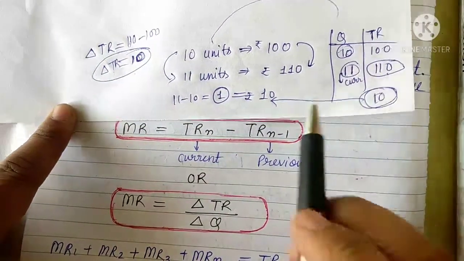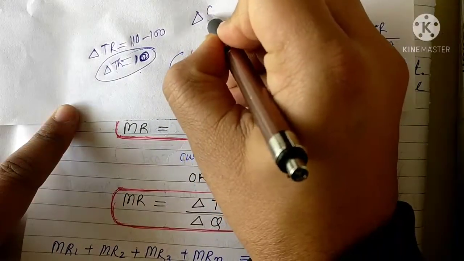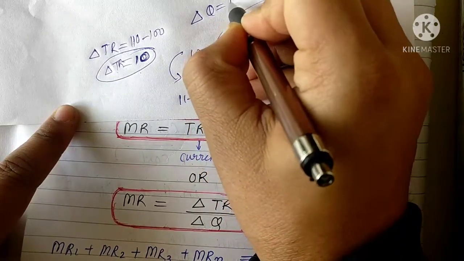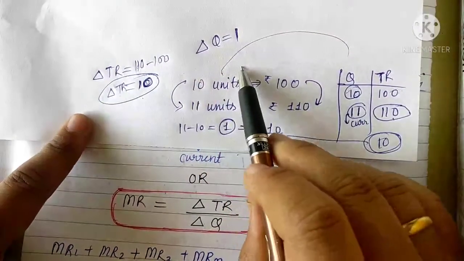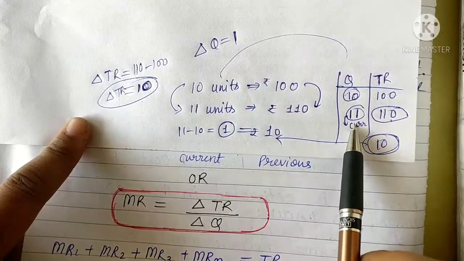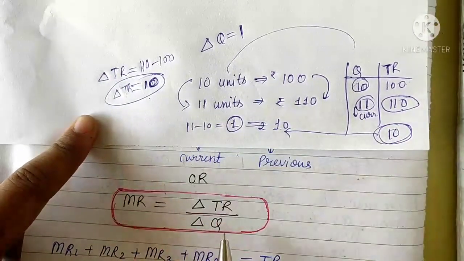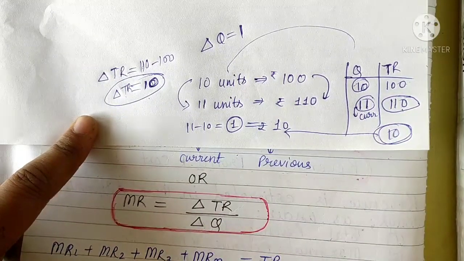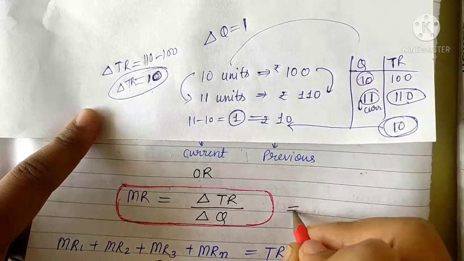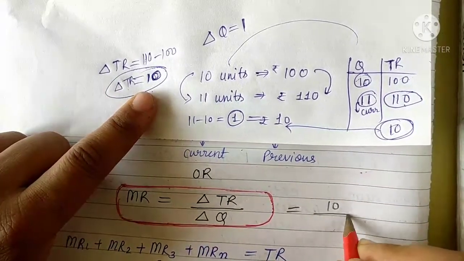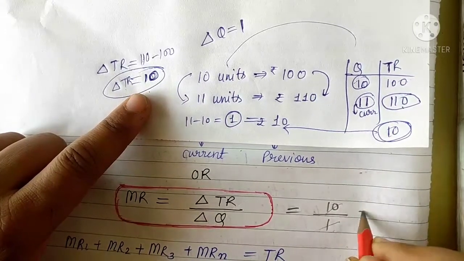From 10 it becomes 11. So change in Q comes how much? 1. From 10 it becomes 11, so 11 minus 10, 1. So the formula says change in TR upon change in Q. How much change came in TR? 10. How much change came in Q? 1. So 10 upon 1, 10 only.